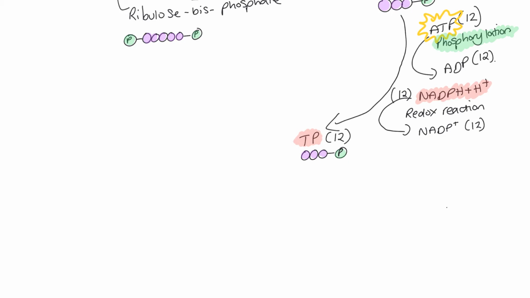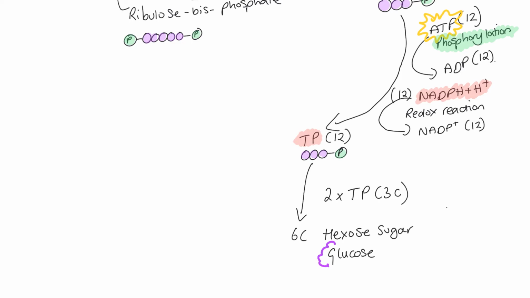If we combine 2 of those 3-carbon triose phosphates together, we get a 6-carbon compound, and we can convert that into a hexose sugar. We can convert it into glucose. Brilliant. That was the whole point. So we've made our glucose molecule. We had 6 carbon dioxides come in, and we were able to strip those 6 carbons off and produce our glucose molecule. But that leaves us with 10 molecules of this triose phosphate left over.